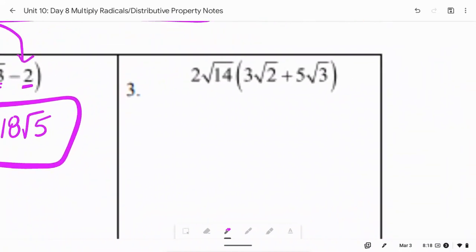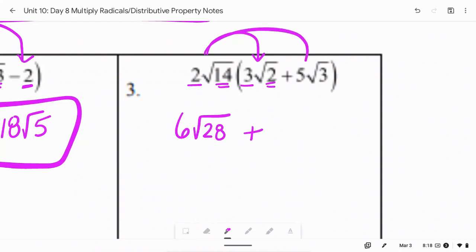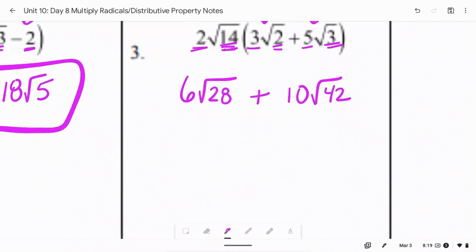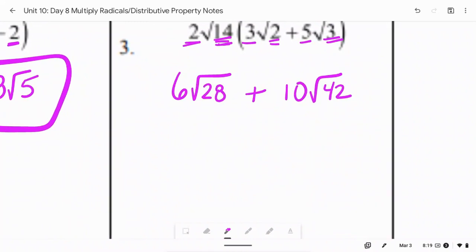In example 3, again, I'm going to distribute. So I'm going to multiply the outside number times the outside number. So 2 times 3 is 6. And then the inside number times the inside number. 14 times 2 gives me the square root of 28. Then I'm going to distribute to the next radical. So I can multiply outside number times outside number. So 2 times 5 is 10. And then inside number, 14 times inside number. So 14 times 3 is 42. Next, I'm going to look to see if I can reduce either radical. I think I can reduce the square root of 28, but I cannot reduce the square root of 42. So I'm just going to leave that one.